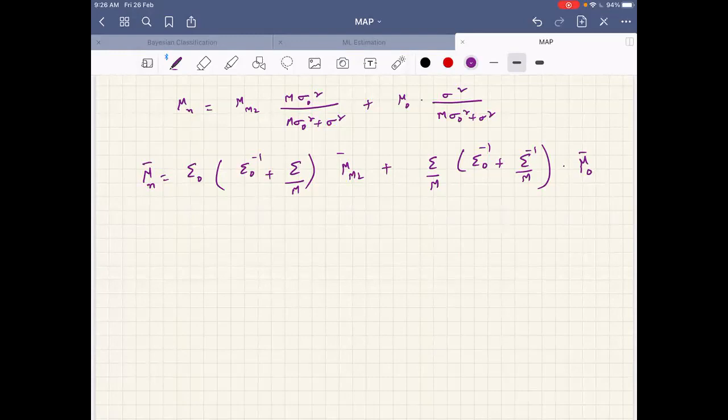So can you explain it once more? Yeah. If I ask you to do the derivation for the MAP estimate of the mean in the multivariate case, how do you think you will do it? What is the starting point?